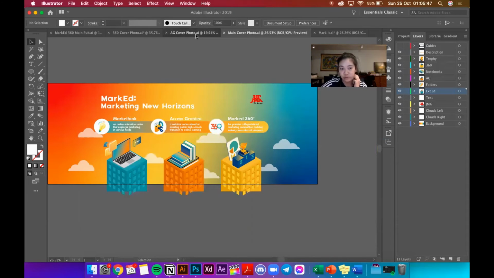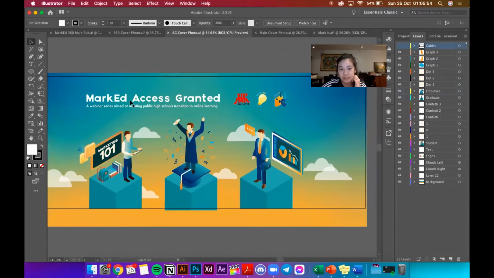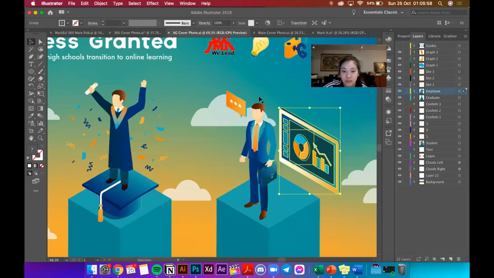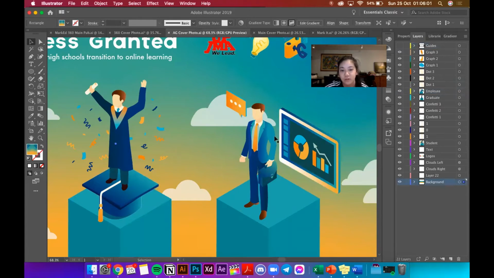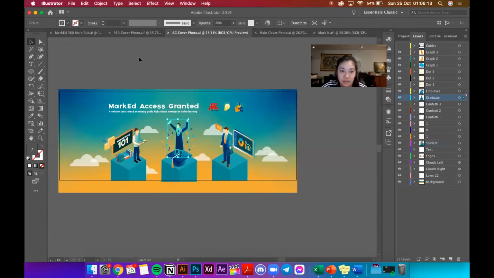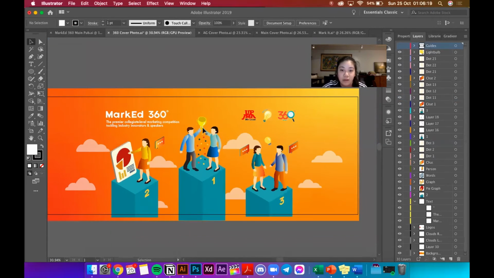Next is the AG cover photo. This was made by Dane Damata. Shout out to that girl, absolutely talented. So she drew this board looking thing with charts and whatever. This isometric man, these isometric men. Well, actually, there's supposed to be one man sort of growing up. And another thing is the 360 cover photo. This was made by Nicole.